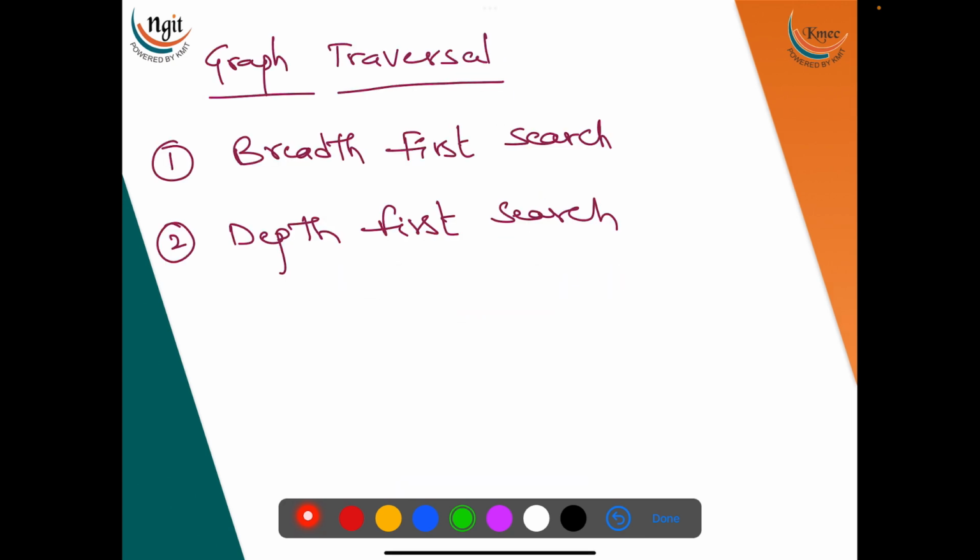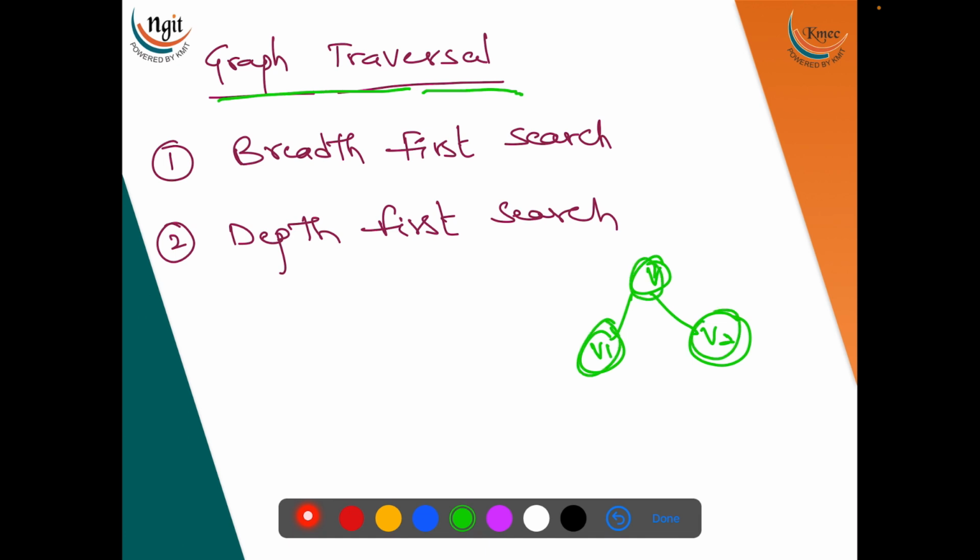Now, let's talk about what is graph traversal. A traversal is a systematic procedure for exploring a graph by examining all of its vertices and edges. A traversal is efficient if it visits all the vertices and edges in a linear time.